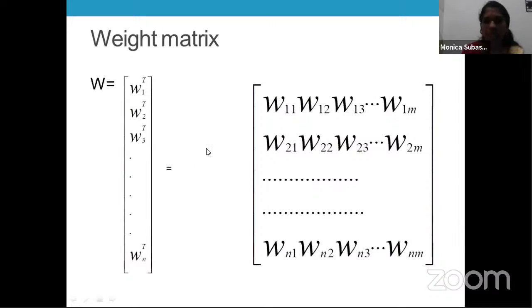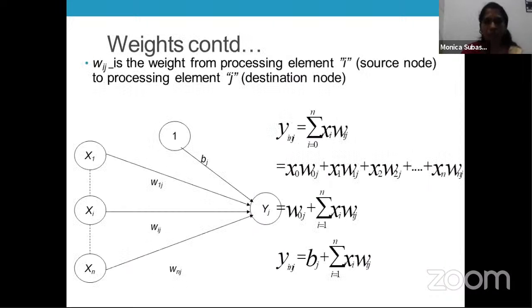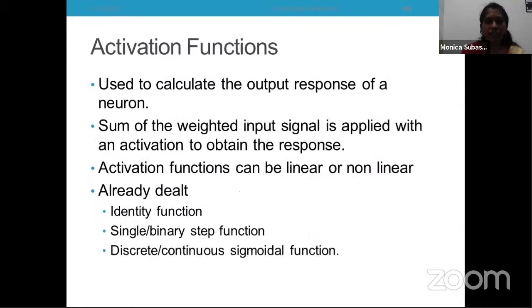Sometimes the input pattern would be multiplied directly. Sometimes, depending upon the algorithm and the pattern, the weight matrix would be considered as a transpose, then you get the output. We have already discussed the activation functions: identity function, step, binary, unipolar, bipolar, continuous, discrete. This is the major factor which will decide the output response of a neuron.